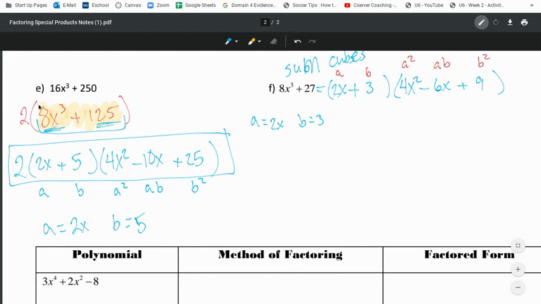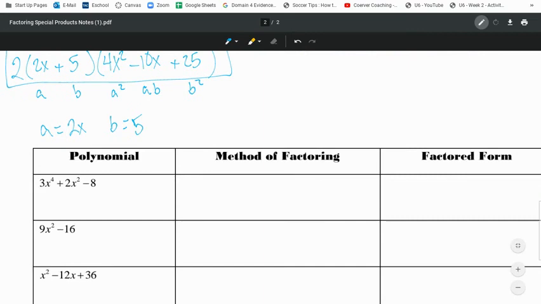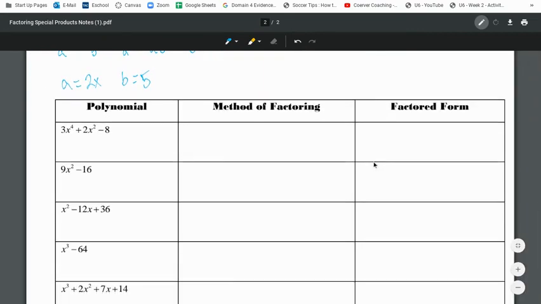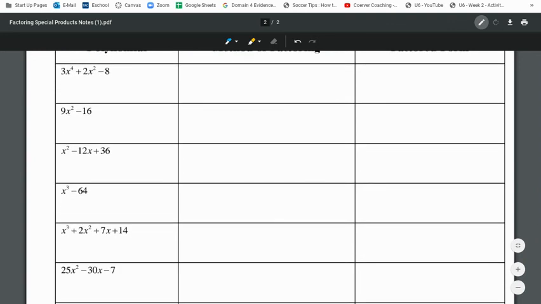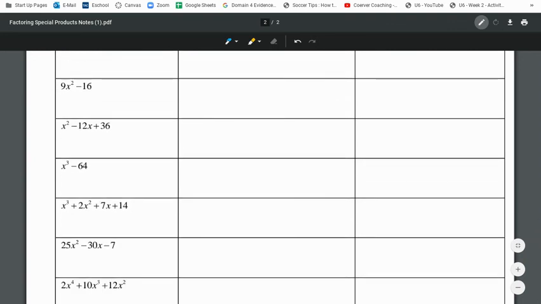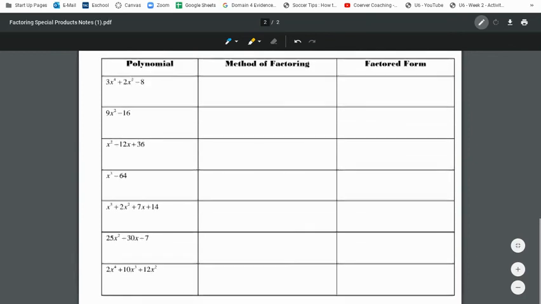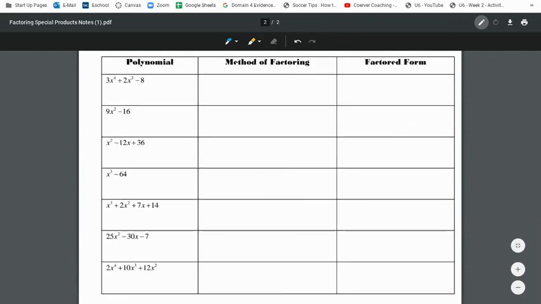All right, so that one is a little different because it did have a GCF at first. Okay, so we have practiced factoring quite a bit. A few new things here that we had to add, but here's an important table. What I have found in my experience is that what blocks us from answering those questions is figuring out what method we're going to use.